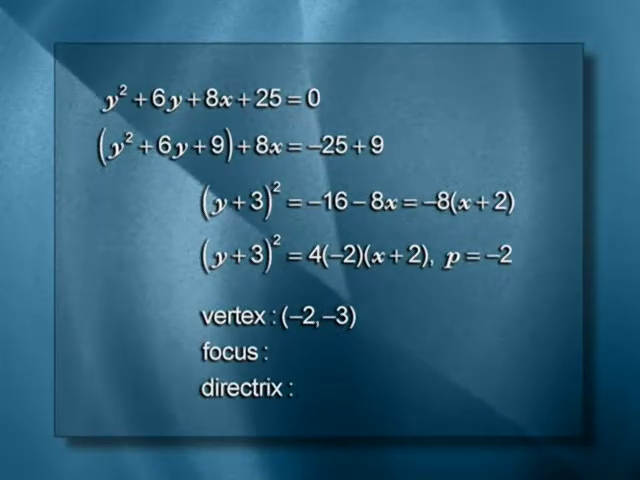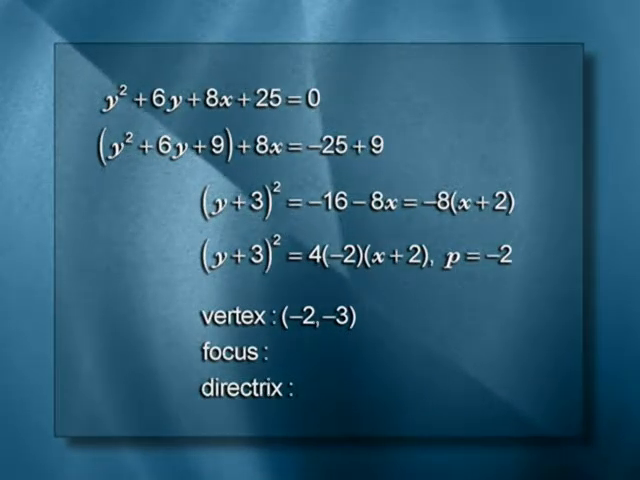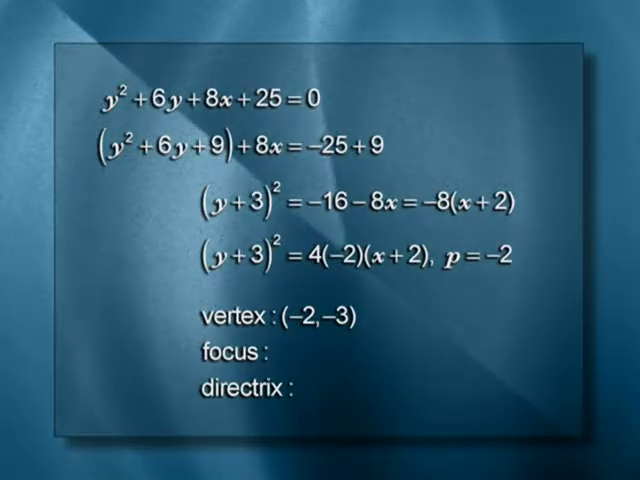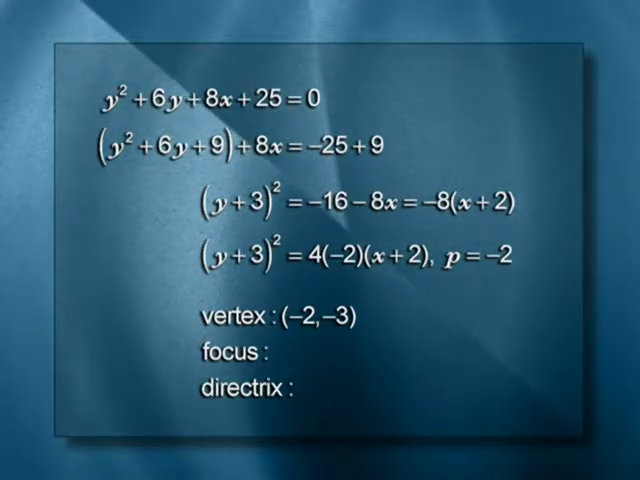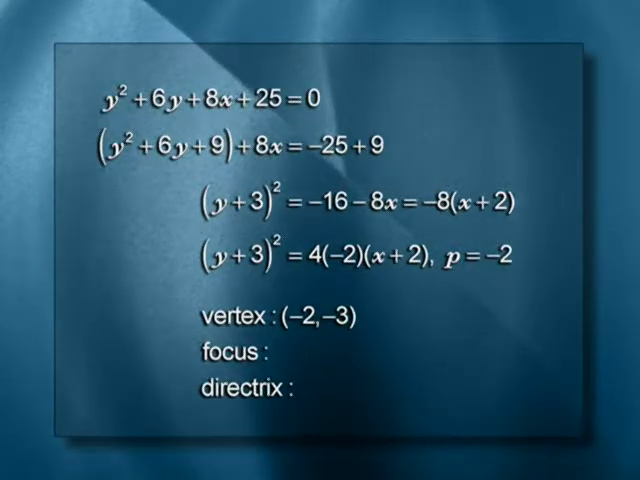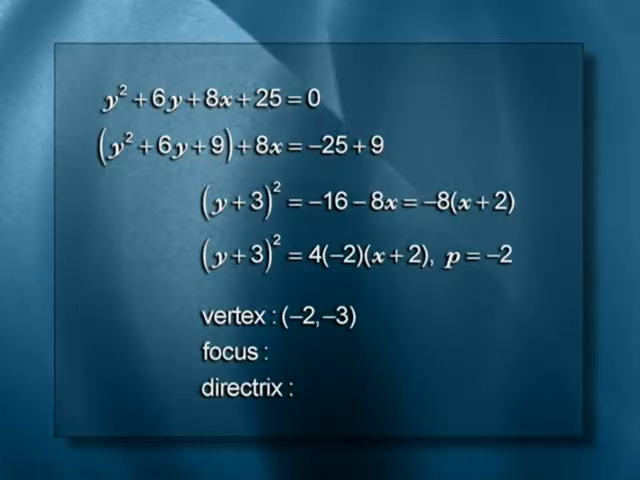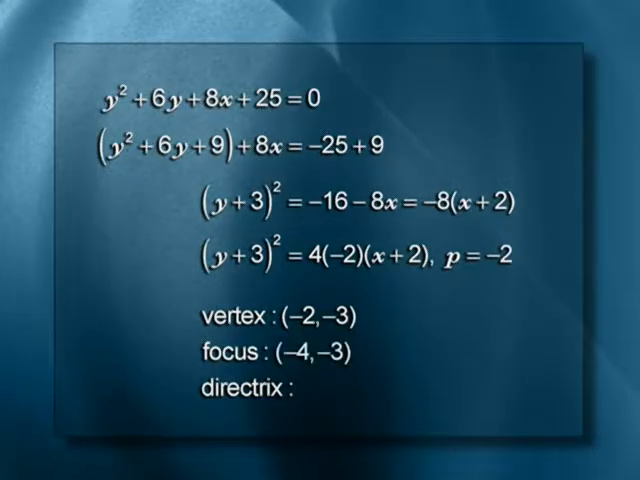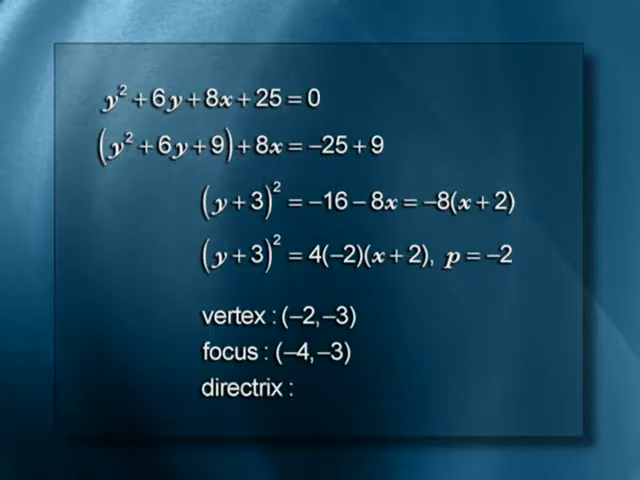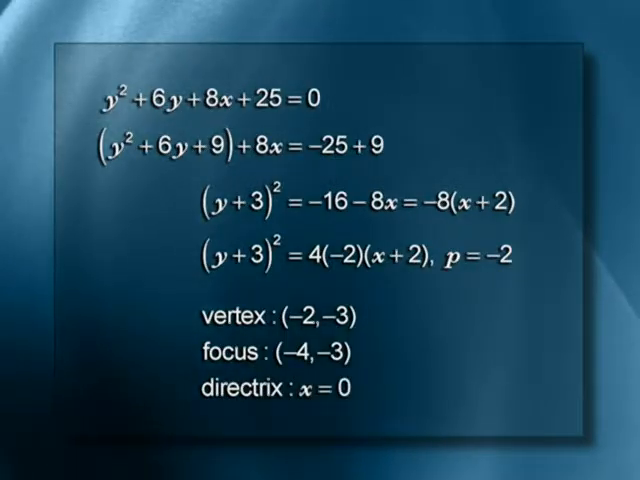Well, what about the focus? Think about this a moment. If the vertex is at minus 2, minus 3, then where will the focus be? Well, p is negative. So we'll go to the left 2 more units, won't we? We'll go from minus 2 to minus 4. So the focus is at minus 4, comma, minus 3. And what about the directrix? Well, it'll go 2 units the other way. So its equation is x equals 0.